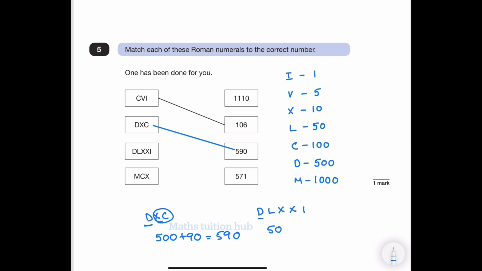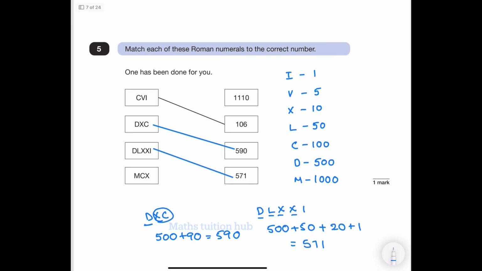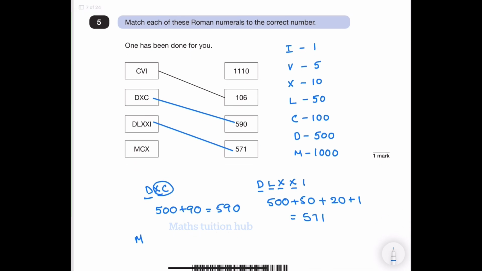Next one, DLXXI. D is 500, L is 50, X and X together, that is 20, and add 1, so that is 571. And the last one is MCX. So M is 1000 and C is 100, X is 10 together, that is 1110.